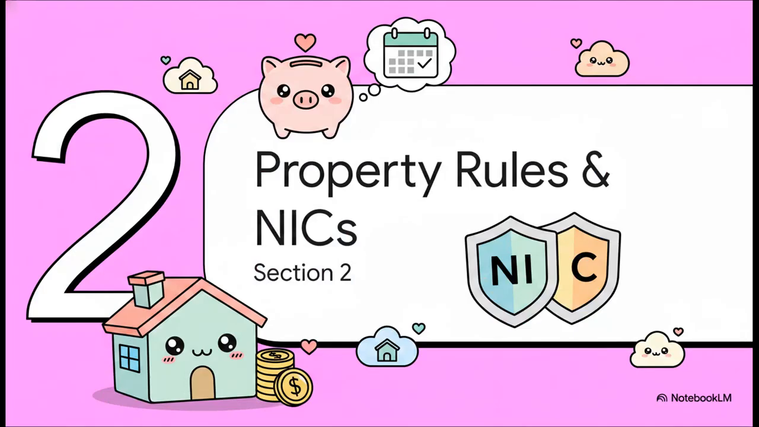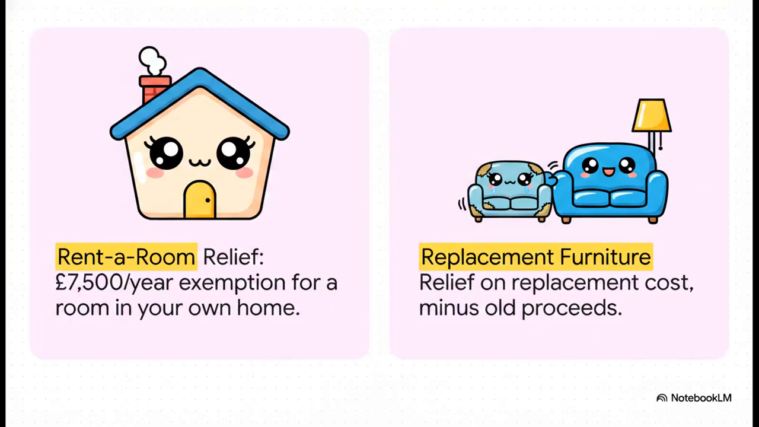Moving calmly right along into our second section, let's untangle some of the very specific rules around property income and take a look at the underlying architecture of national insurance. When you're dealing with landlords, you have to keep 2 key reliefs totally separate in your mind. On one side, you have the rent-a-room relief. It's a nice, simple £7,500 exemption.